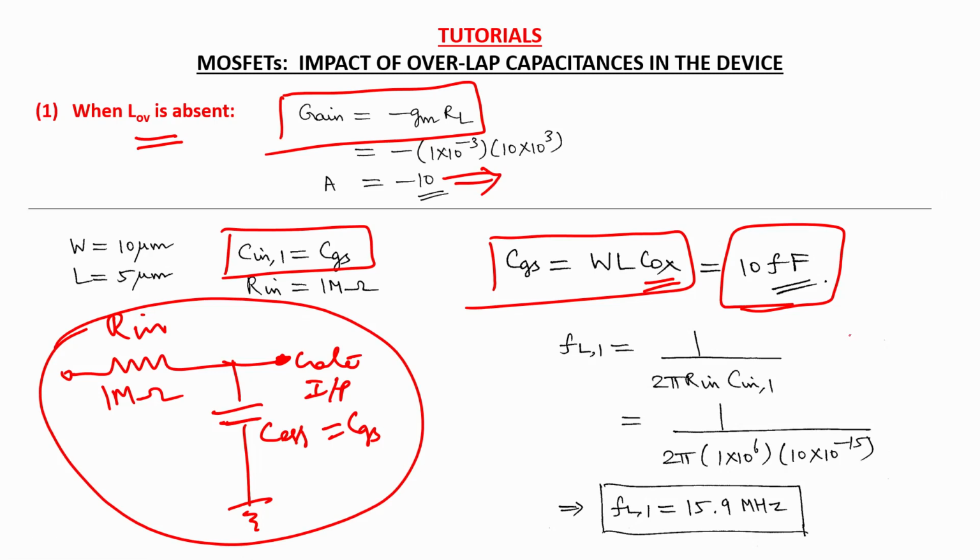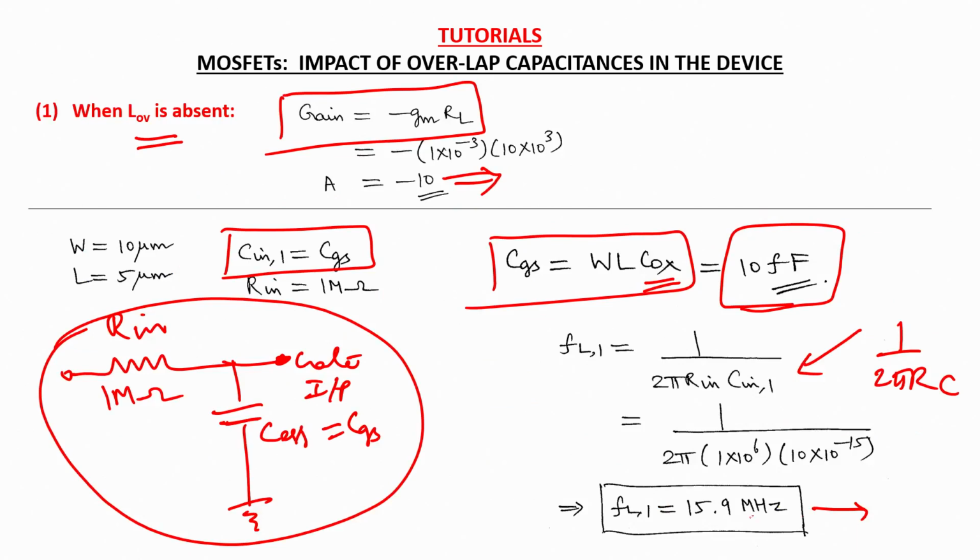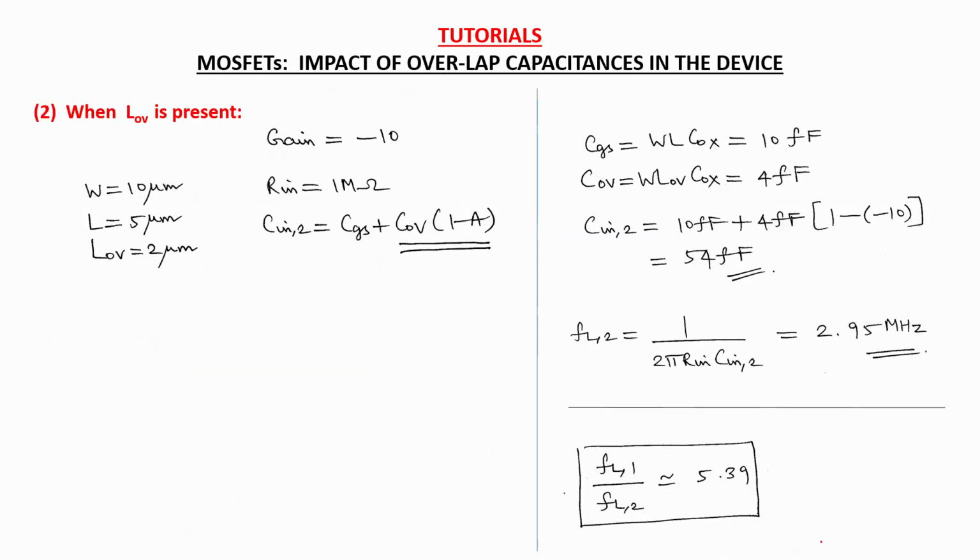So the input cutoff frequency is nothing but 1 by 2 pi RC at the input, where R is the effective input resistance, and C is nothing but the CGS value. So plugging in values, you can see that for this amplifier with no overlap, the cutoff frequency comes to around 15.9 megahertz.